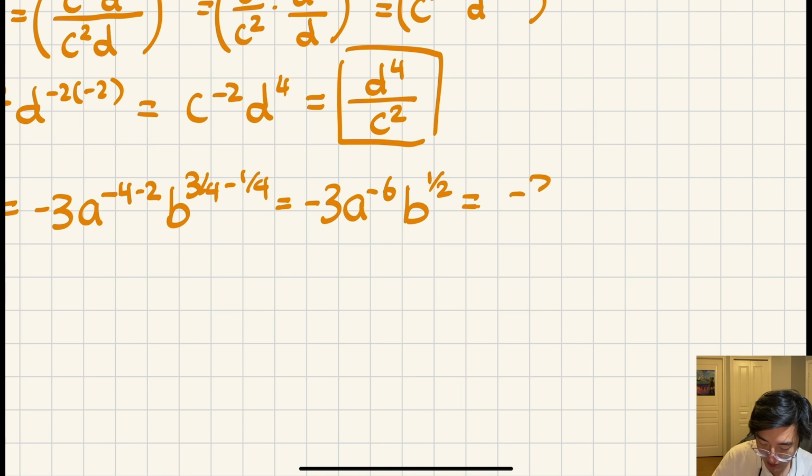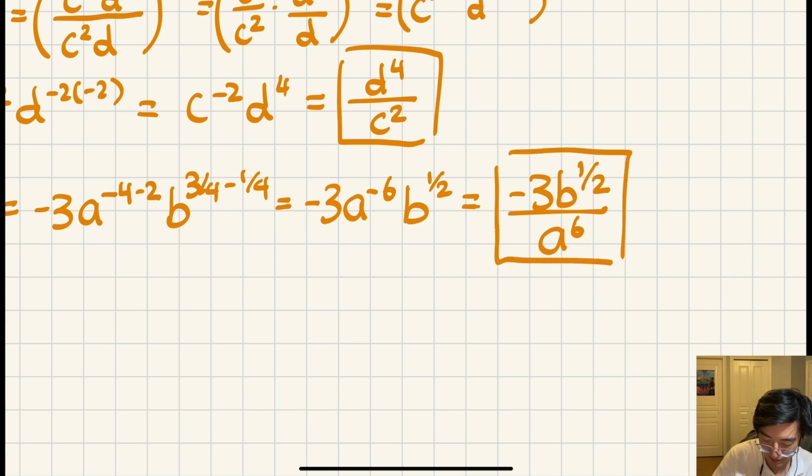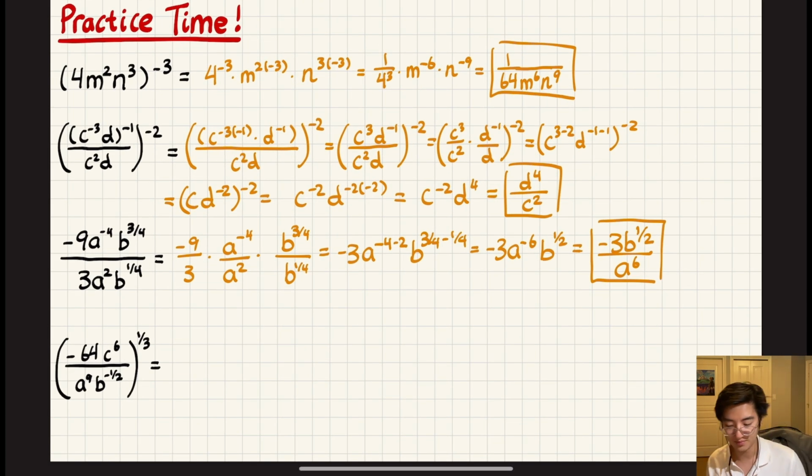We get rid of the negative exponent. So a to the power of negative 6 is just 1 over a to the power of 6. Just like that. Okay, last one.